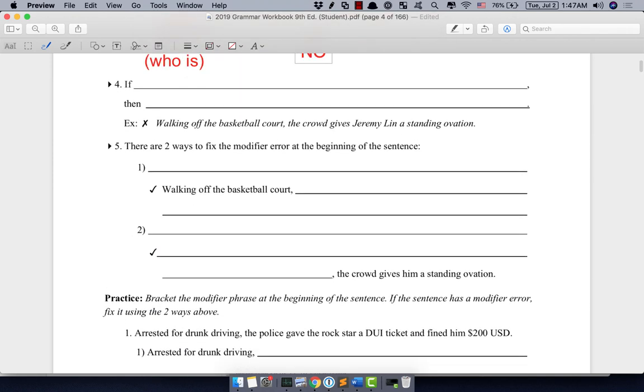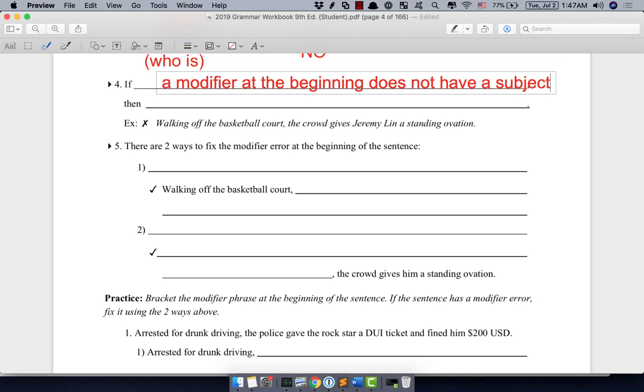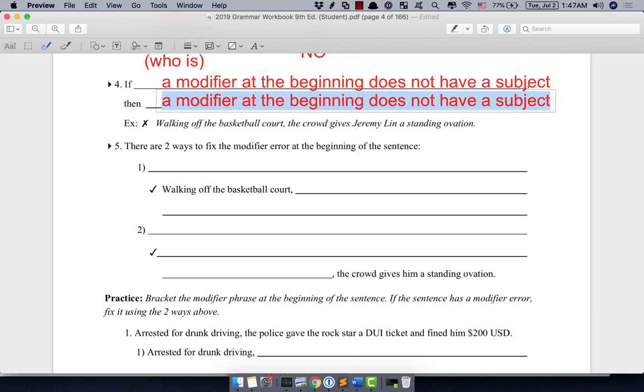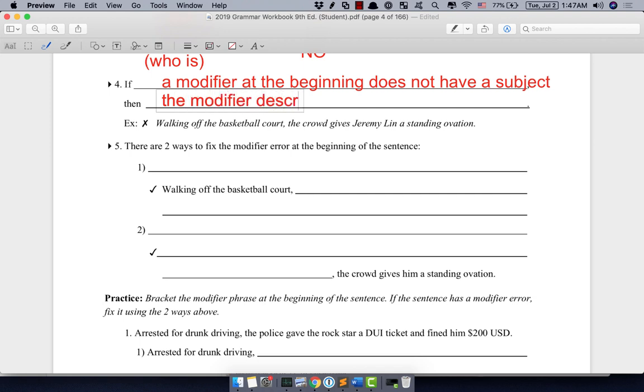All right, let's move on to point four. For point four here, write down the notes. If a modifier at the beginning does not have a subject, then, okay, so that's the first part. If this is true, then the modifier describes the first thing after the comma. If a modifier at the beginning does not have a subject, then the modifier describes the first thing after the comma. What the heck does that mean? Read that to yourself and think about it. The hint is the example sentence is in this sentence right here. Also read the sentence to yourself and see if you can find out what's wrong with the sentence.